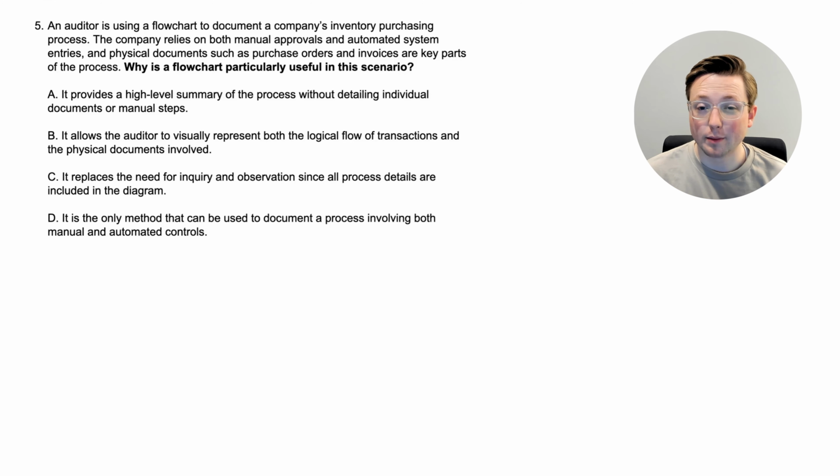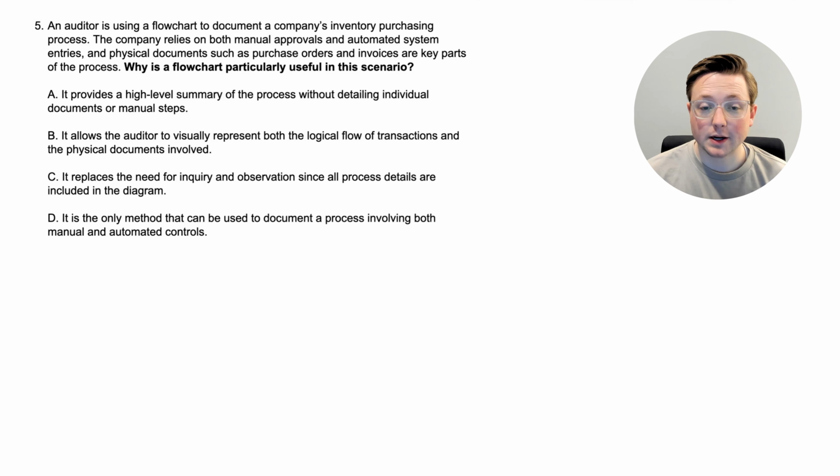The company relies on both manual approvals and automated system entries, and physical documents such as purchase orders and invoices are key parts of the process. So again, why is a flowchart particularly useful in this scenario? Let's walk through the options, and again, be thinking of what we just learned in the previous question.